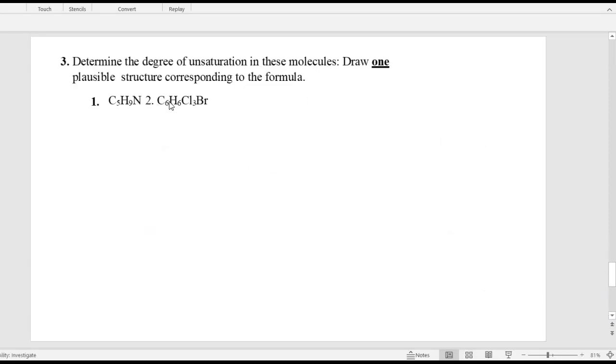Next question: determine the degree of unsaturation in the molecules given below, and draw one plausible structure corresponding to the formula. Now, if you study from chapter 7 how to calculate the degree of unsaturation, if you have nitrogens in the molecule, you have to subtract one hydrogen from your given formula. So we have C5H9N. If you have a nitrogen in the molecule, you subtract one hydrogen, so we get C5H8.